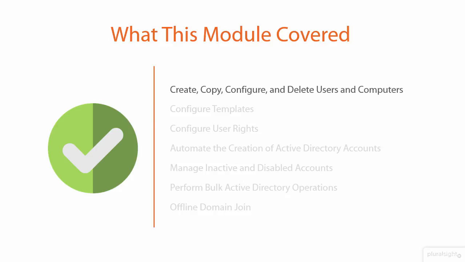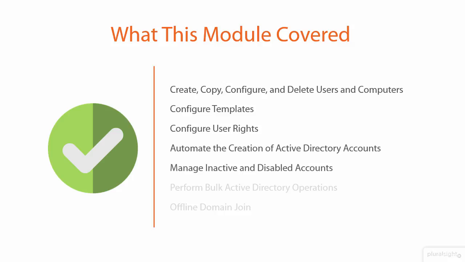We have talked about creating, copying, configuring, and deleting users and computers using both the ADUC and the ADAC. We configured some templates there in Active Directory Users and Computers so that we could ensure a common baseline across the users that we would create. We took a quick look at user rights and how you can apply them now through group policy, as well as the automation of creating Active Directory accounts, managing those that are inactive and disabled, and even some really cool ways that we can perform bulk Active Directory operations once we have the right commands under our belt.